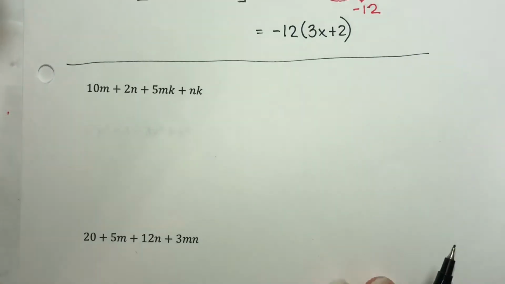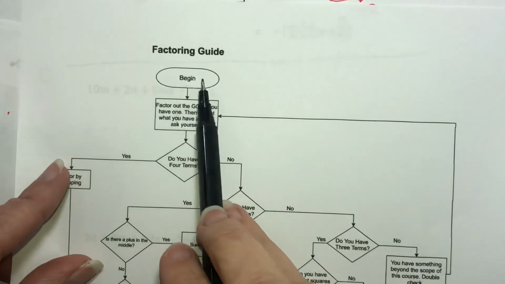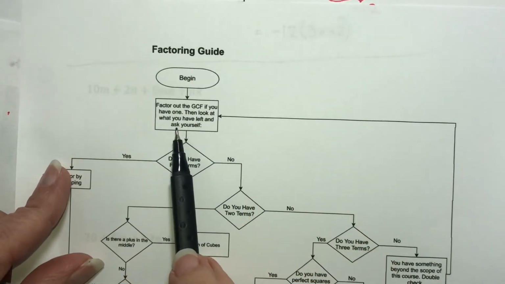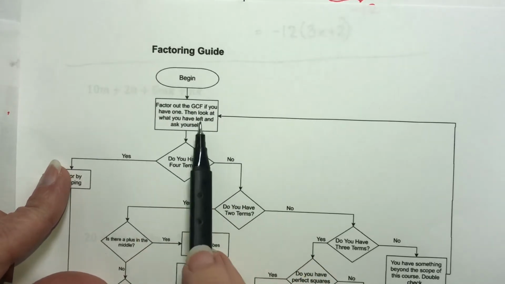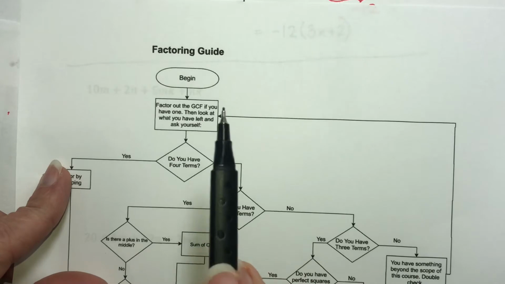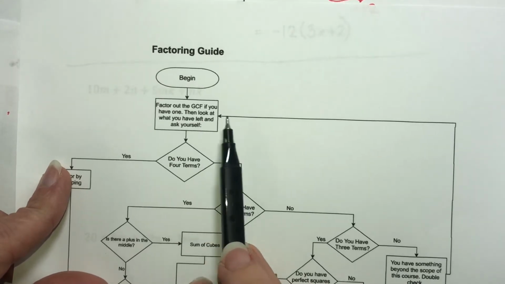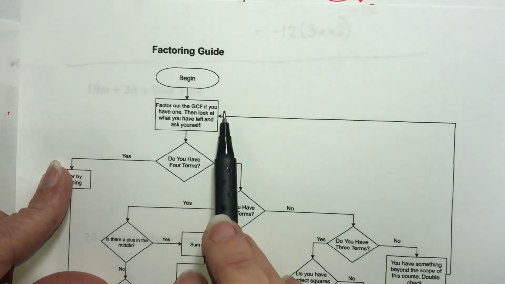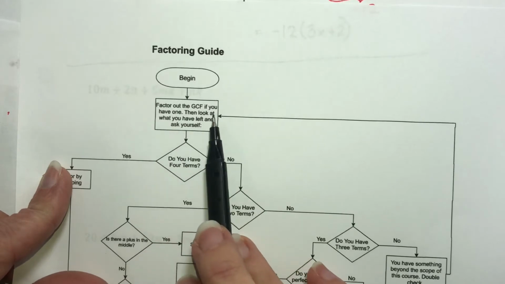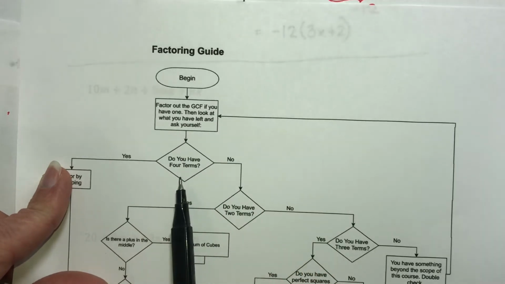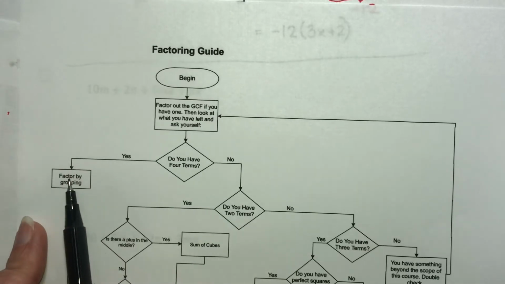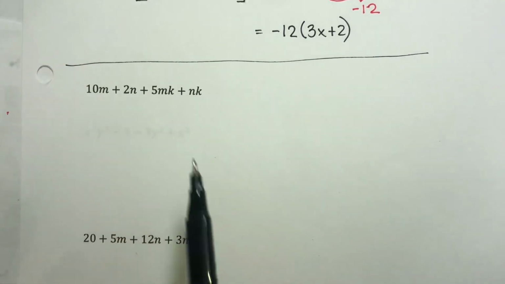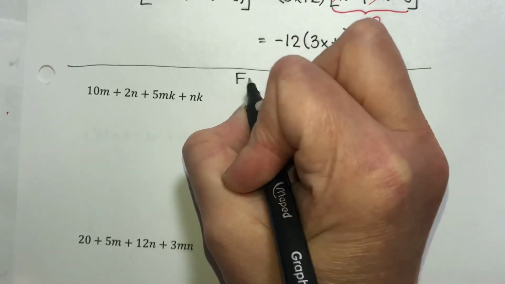Now we're going to talk about factoring by grouping. If you look at your factoring guide, the first step is always to factor out the GCF. Okay? Always, always, always. It has to be done eventually, and it always makes things easier if you do it first because you'll end up with smaller numbers, smaller variable parts. Okay? Then after you've looked to see if you have a GCF, you're going to ask yourself, do you have 4 terms? And if you have 4 terms, you're going to try to factor by grouping. Okay? Here we have 4 terms. We're going to factor by grouping.